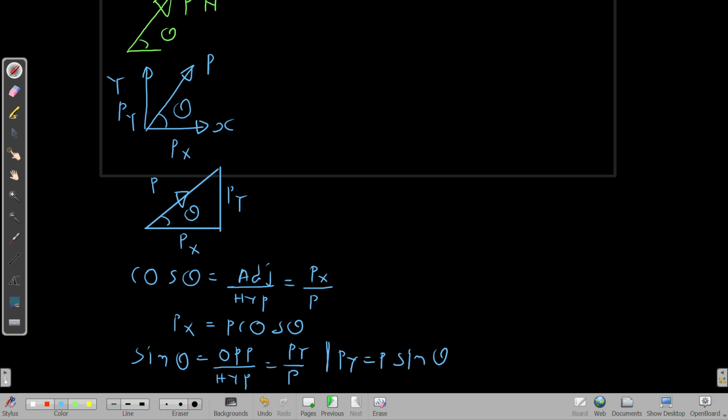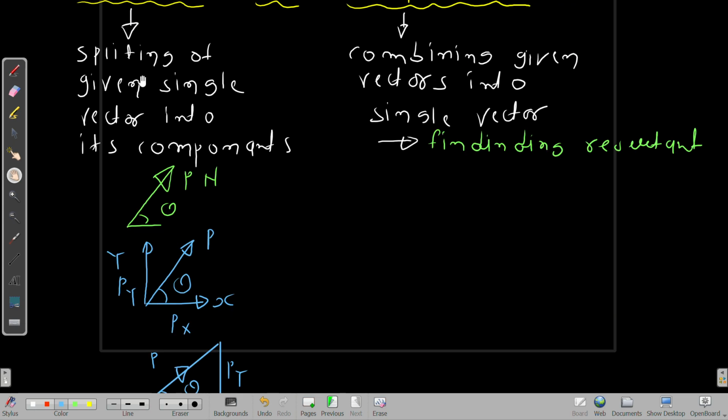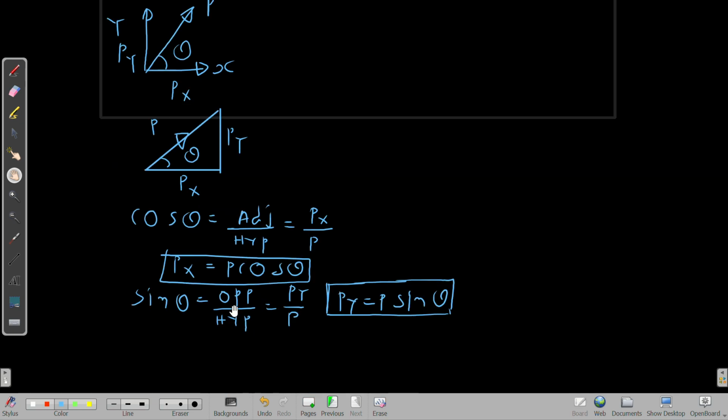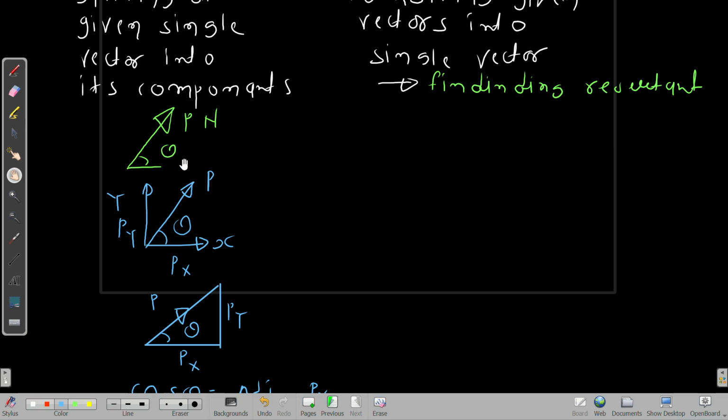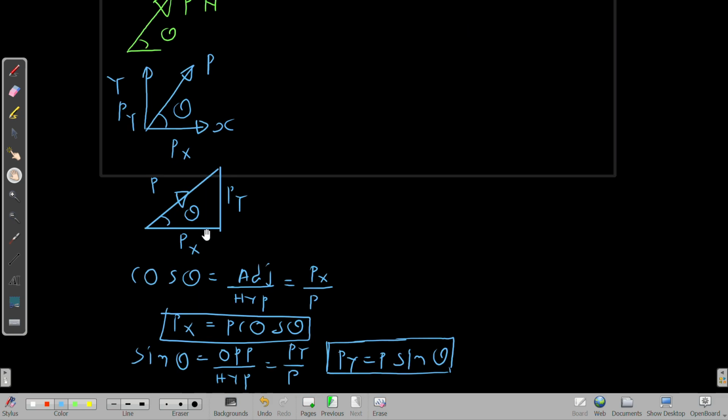What is the purpose of this? The purpose is to get the components in terms of P and theta, in a single form. So that is the purpose, and this process is called resolution. The splitting of a given single vector into components is called resolution. What is given? A single vector. What do we want? A number of forces, called components. These are the components along x and along y.